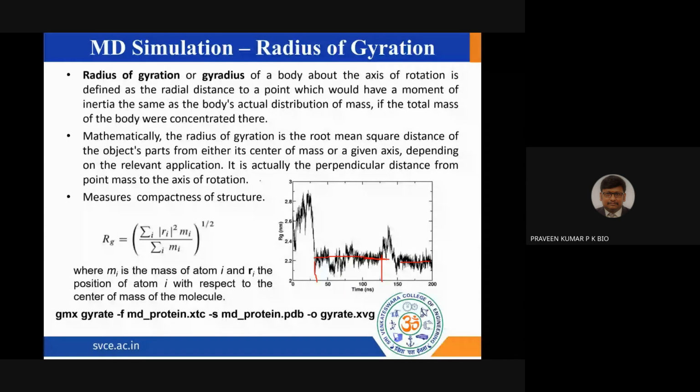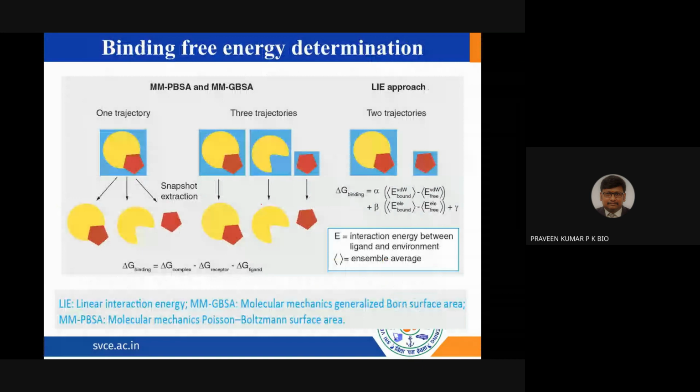So this generally measures the compactness of the structure, whether your protein structure is compact or not. How effectively your structure is compact is determined from this radius of gyration. Now, let me take you to the binding free energy.